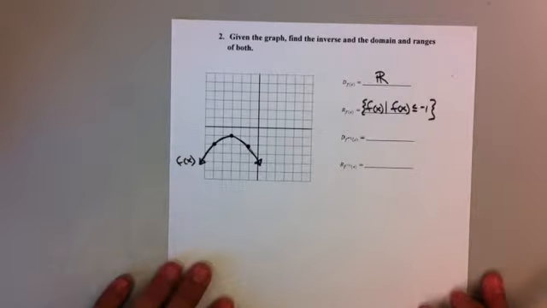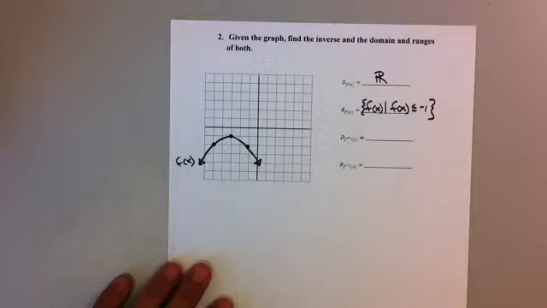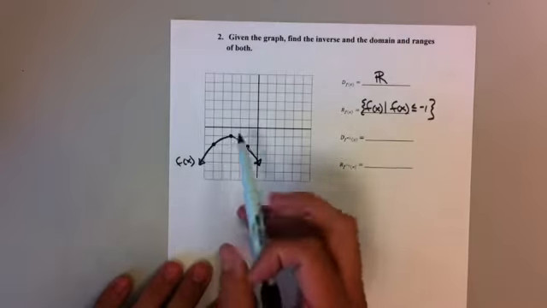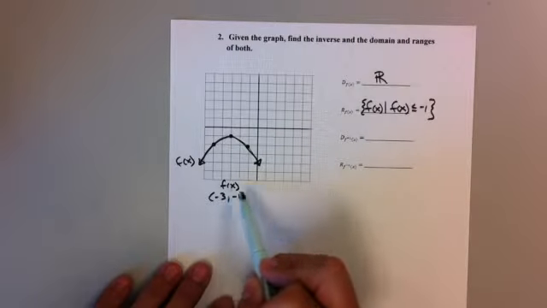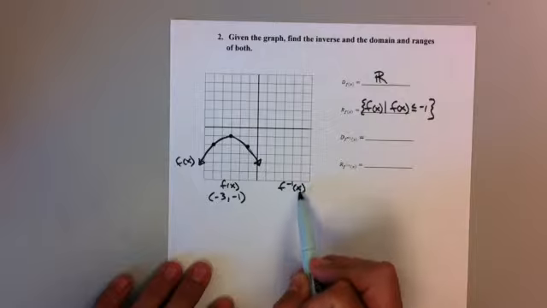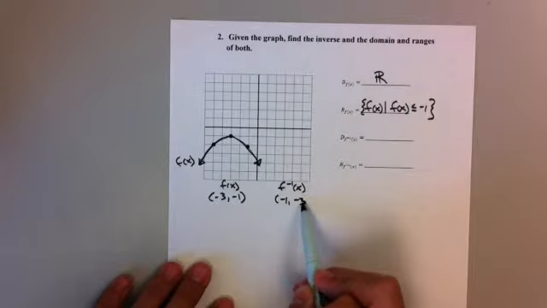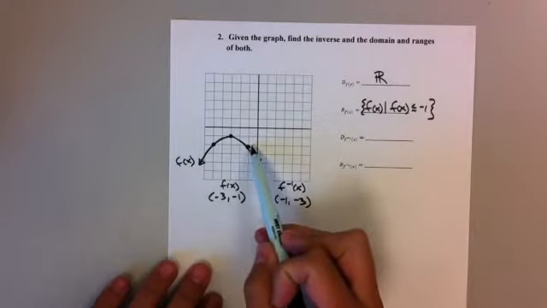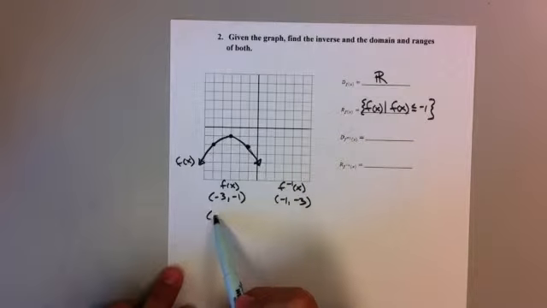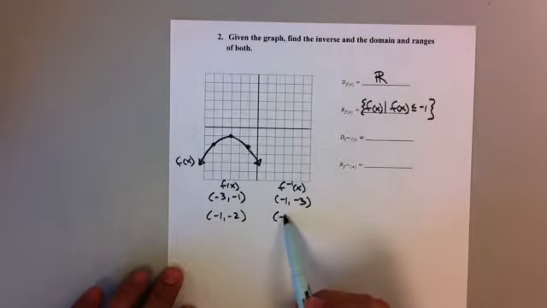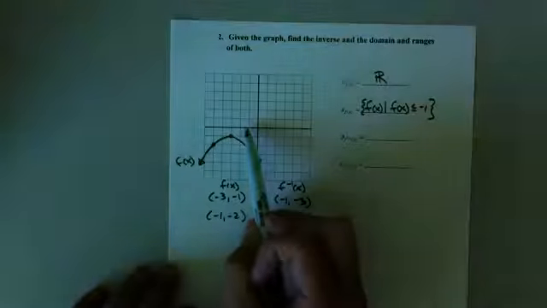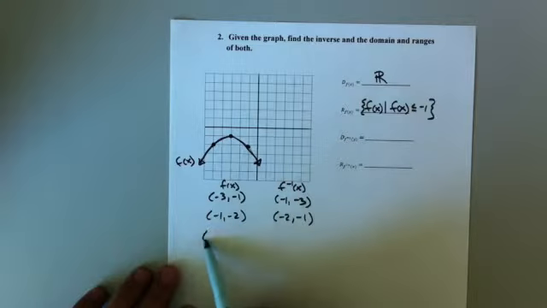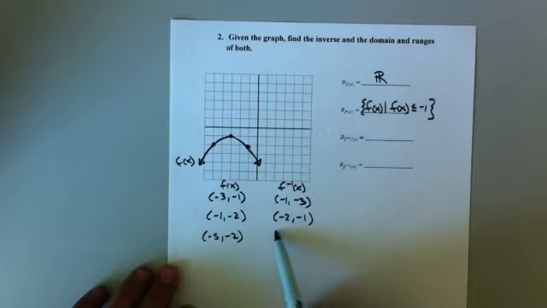Okay, now let's talk about the inverse. All right, well, what does the inverse look like? Remember, we said that if you have a point like -3, -1 in the original function, in the inverse, you're going to have the point -1, -3. What about this point? This point's at -1, -2. So in the inverse, we should have this point. And what about this point? This point's at -5, -2. So that means I should have a point -2, -5.